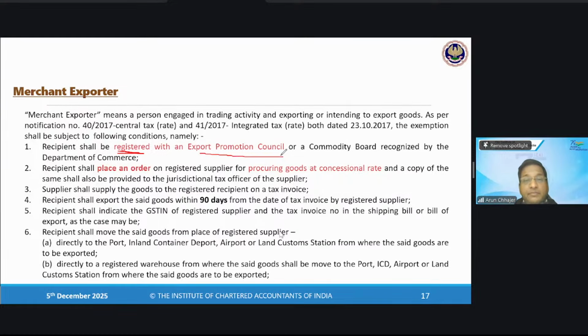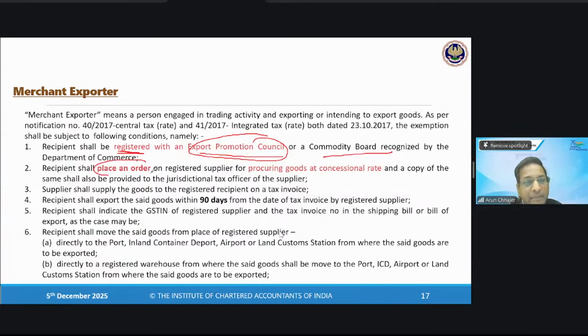So who? Recipient, Mr. John or Mr. B? Here we are talking about supply to merchant exporter. Who should be registered? Mr. B or Mr. John? Mr. B. Correct. Should be registered with the Export Promotion Council or Commodity Board.